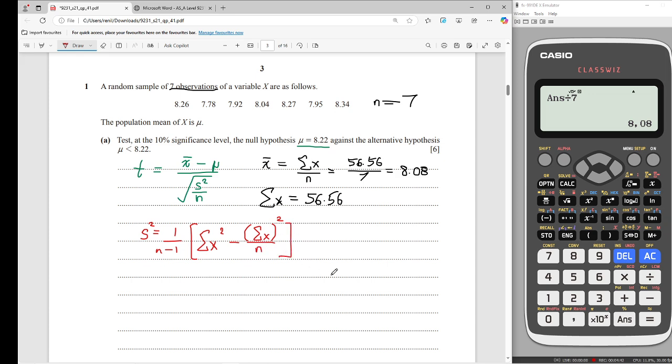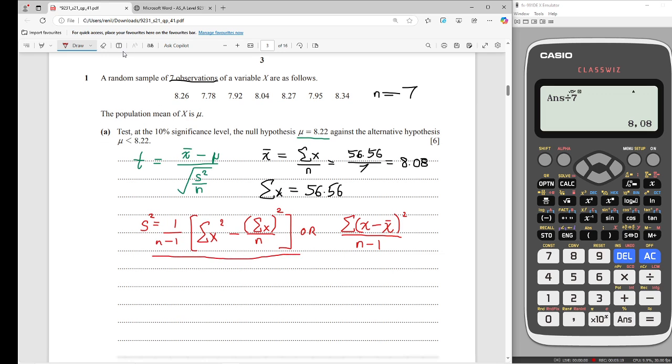Alright, so this is one formula that you can plug in. The other formula to find S2 would be the sum of x minus x mean, the whole squared, divided by the number of terms minus 1. So this is the other formula we can use. Cambridge normally expects us to use the first formula. However, at times they may already give this value, and that's where we use the second formula. So it is better to know this formula.